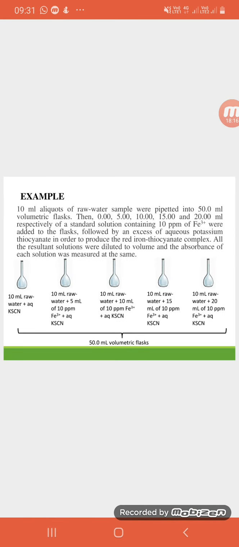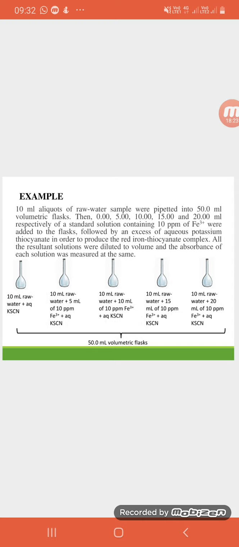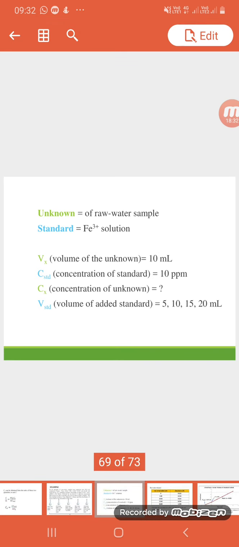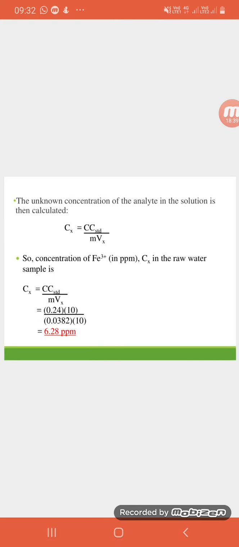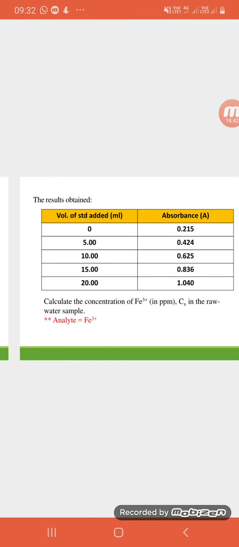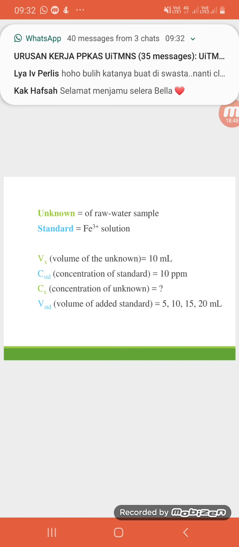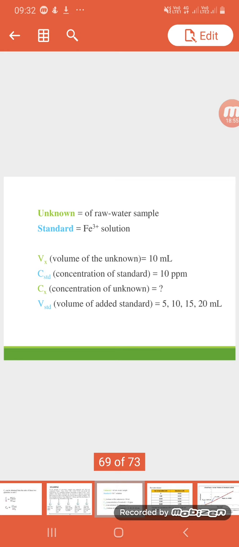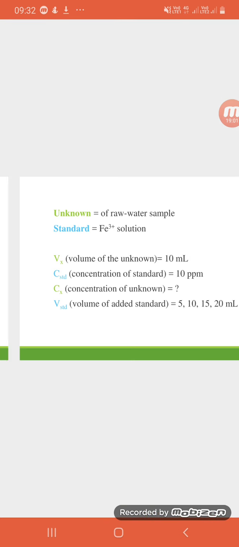Okay, let's say this is the explanation. You can read it by yourself. Okay, after you read this statement, you can take out the data and put it into the information here. Make sure you know which is which. Okay, so you get the data from the statement here. You take out the volume of the unknown, Cstandard, and the concentration of the unknown that you must find now. Then Vstandard is the volume of the standard.